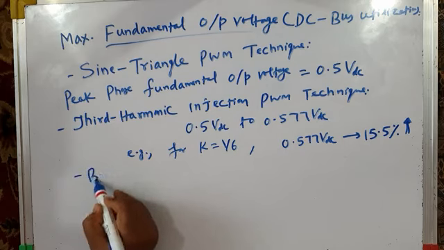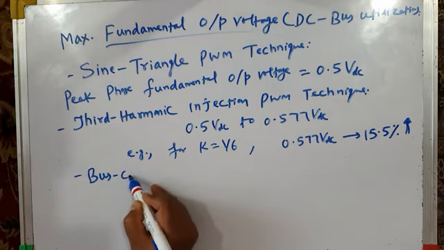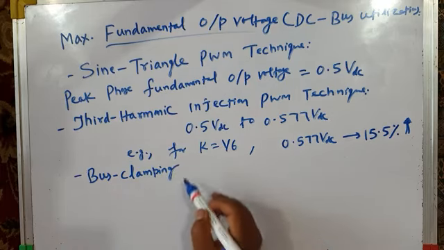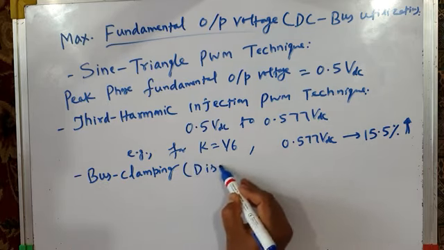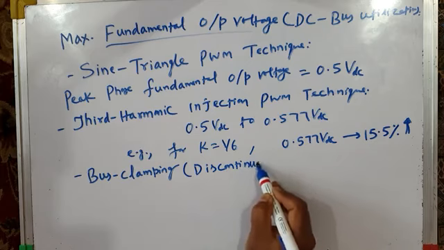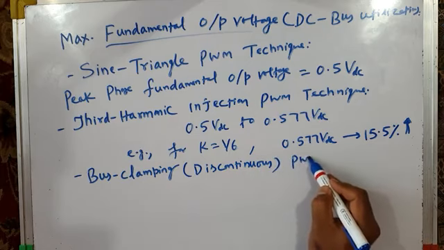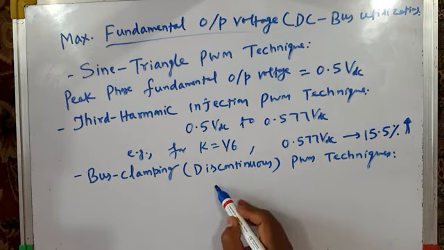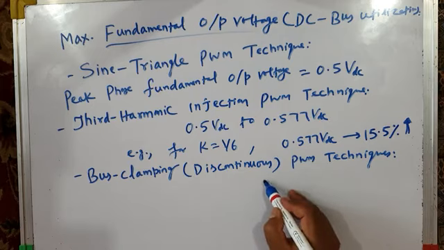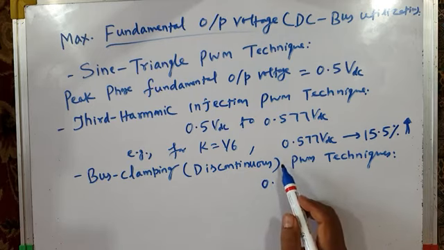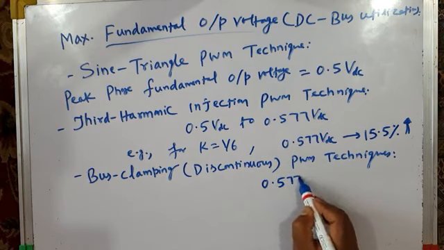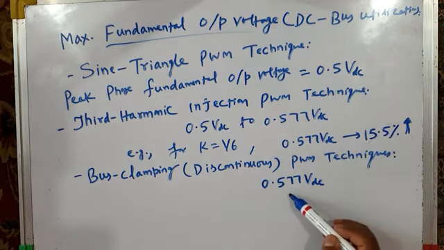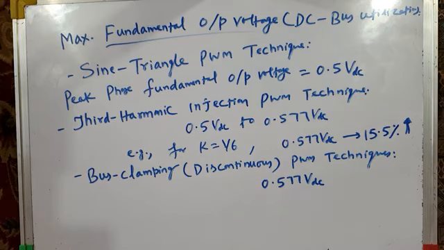After this, we discussed triangle comparison based various types of bus clamping PWM techniques, and also space vector based bus clamping techniques, which are also called discontinuous PWM techniques. These discontinuous or bus clamping PWM techniques also produce inverter output voltage whose peak value of fundamental component of phase voltage is 0.577 VDC. So they also produce more than sine triangle PWM. They also raise the output voltage by about 15.5%.